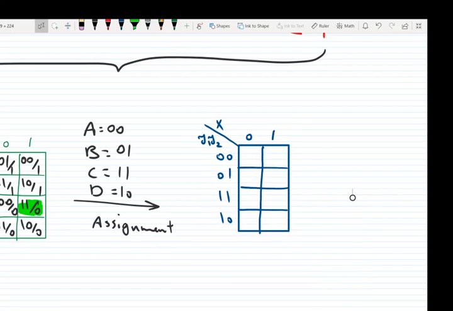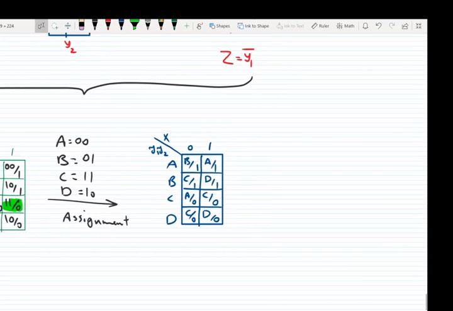And this time for the states we use A, B, C, D instead of binary values. So it is B over 1, A1, C1, D1, A0, C0, C0, D0. Okay, so this one is the state table.